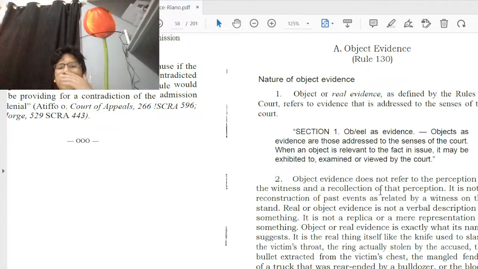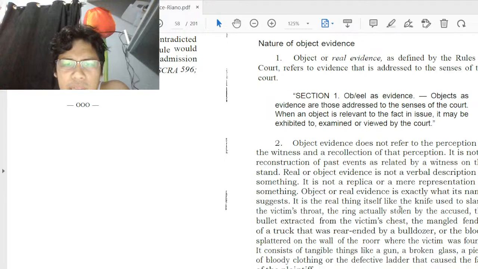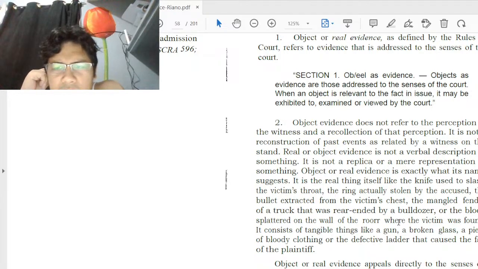Object evidence does not refer to the perception of the witness or the recollection of that person. It is not a reconstruction of past events. Real or object evidence is not a verbal description of something, nor a replica or a mere representation of something. Object or real evidence is exactly what its name suggests.